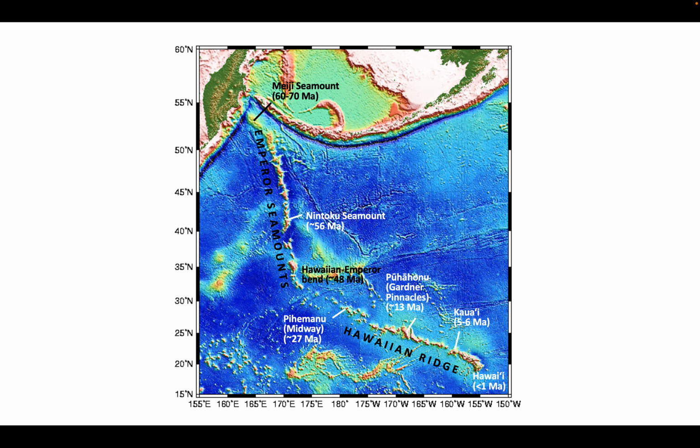Here in map view, we can view the Hawaiian Ridge Emperor Seamounts chain, which extends for some 6,000 kilometers from the Big Island or Hawaii Island here in the east to the Aleutian Trench off of Alaska. The oldest dated volcano near the southern end of the Emperor Seamount chain is 81 years old. The bend between the two chains here is dated at 48 million years old.